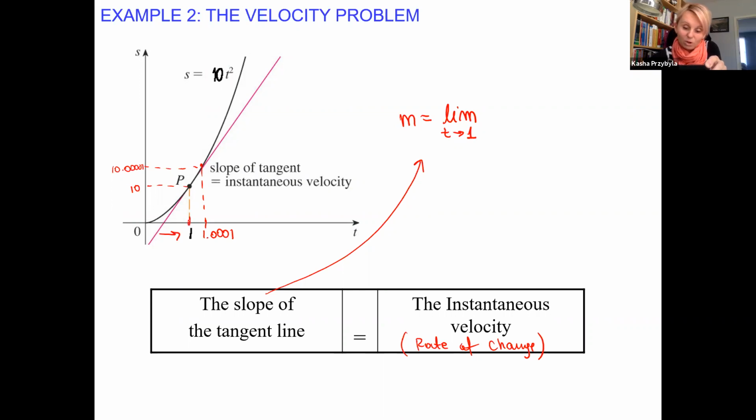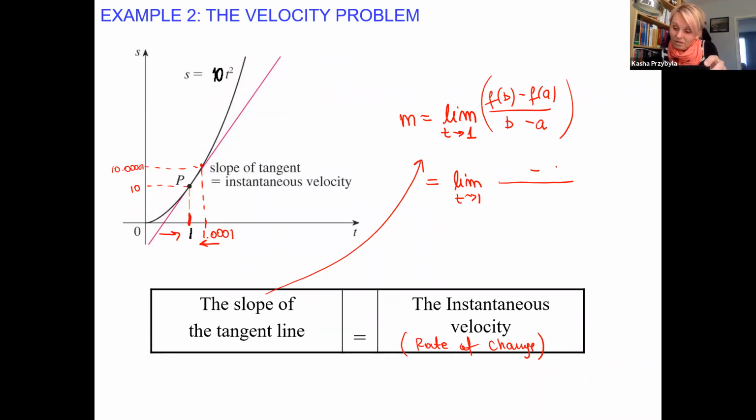So we will approach 1: 1.01, 1.0001, or maybe 0.9, 0.999, we can do it from both sides. That means the limiting position, the time is approaching 1, and the slope of the secant is f of b minus f of a over b minus a, which I can write, okay? Of course, a and b.